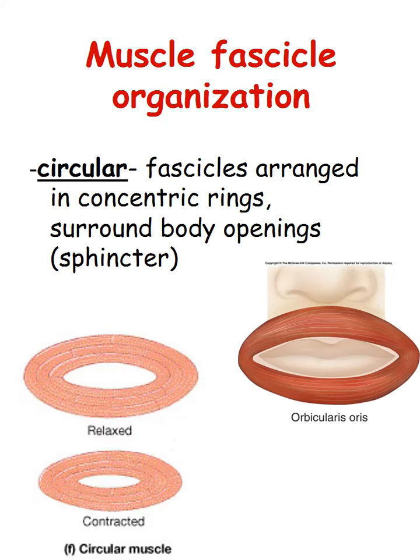With skeletal muscle fiber organization, we have circular muscles, and so these are concentrically arranged around an opening or a recess. A circular muscle is also called a sphincter because contraction of the muscle closes off the opening. So these are located at entrances and exits of internal passageways, and one example is the orbicularis oris, which is the muscle that encircles the opening of the mouth.